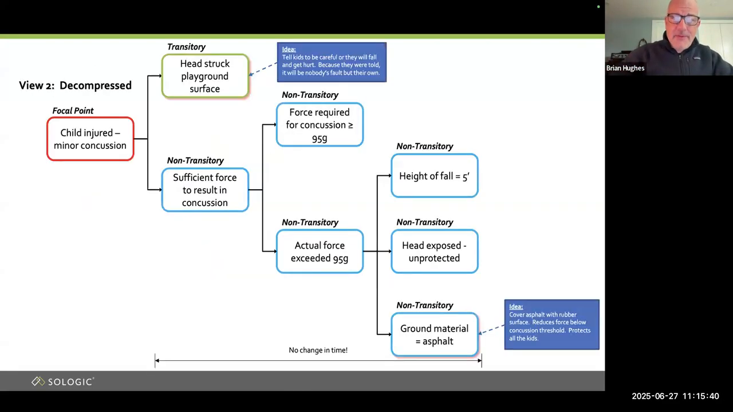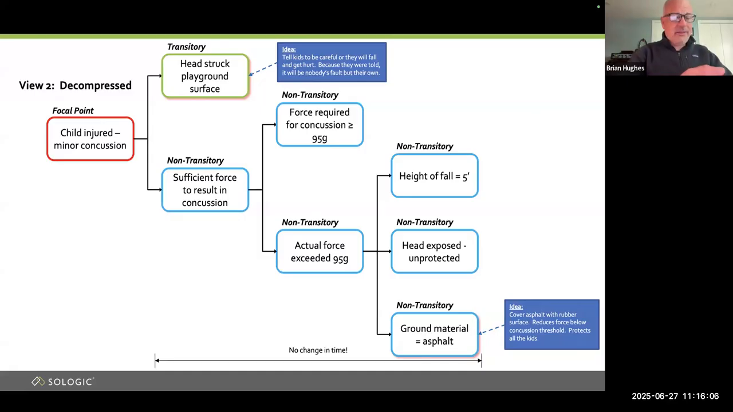But what if we want to dig a little bit further? I'm now going to unpack that cause of sufficient force. And sufficient force is actually an expression of a differential. The force required for a concussion is greater than or equal to 95 G. Is that right? That just seems like a lot.